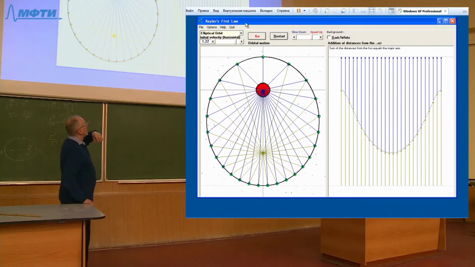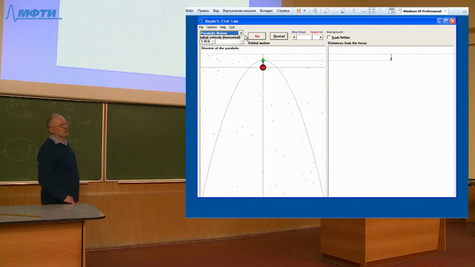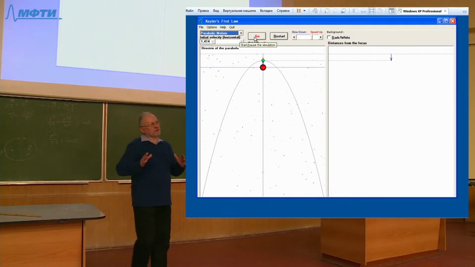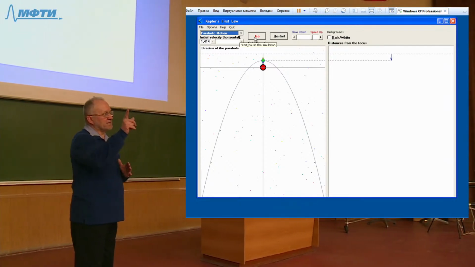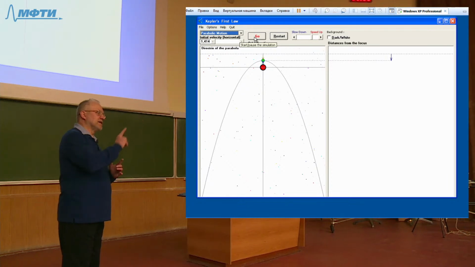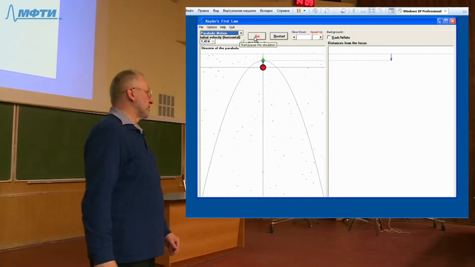So what this law of Kepler says, certainly the elliptical orbit is the first Kepler's law, and the fact that during equal time intervals, the radius vector showing to the planet sweeps equal areas. That's what you have seen on this demonstration.